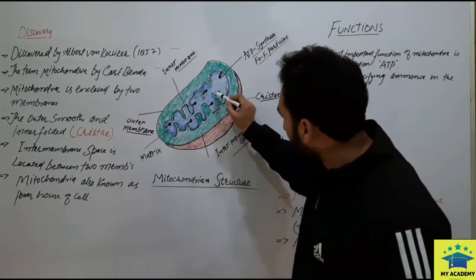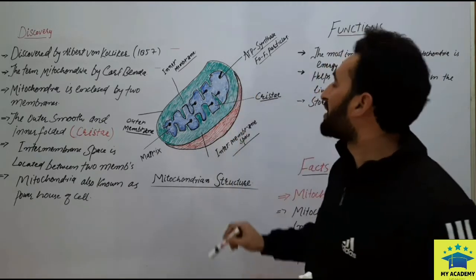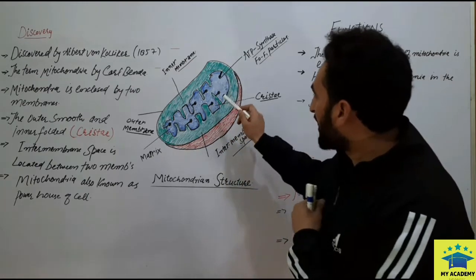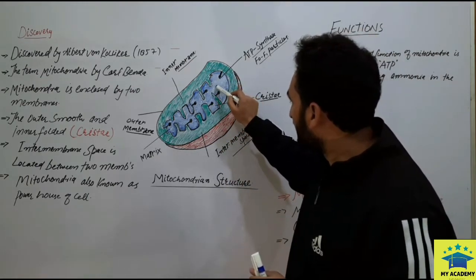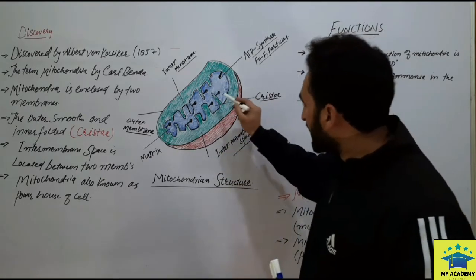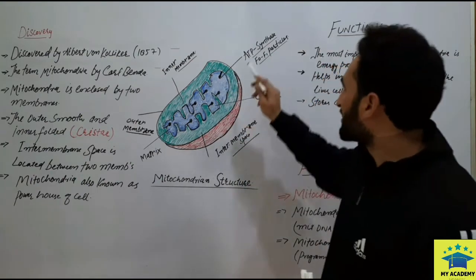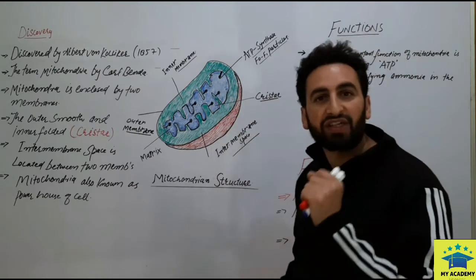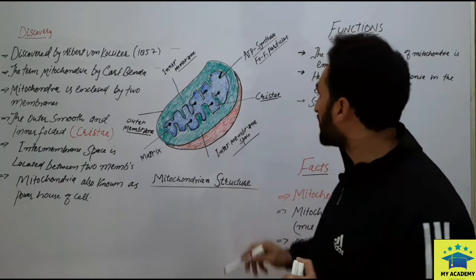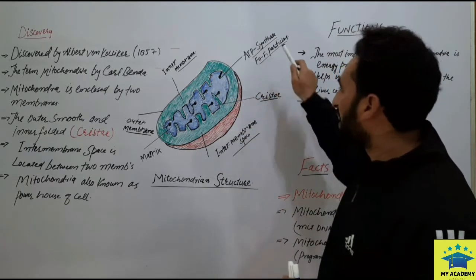This folded portion is actually nothing but the internal membrane. It is also called cristae. What? Cristae. This portion here is called the matrix of the mitochondria. On the cristae we have lollipop-like structures called ATP synthase, where ATP synthesis takes place. These lollipop structures are also called F0 and F1 particles.